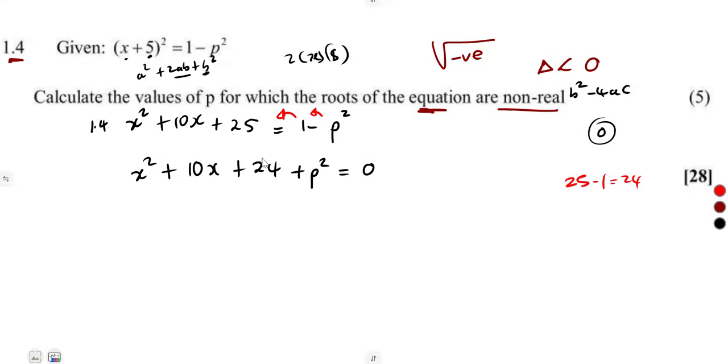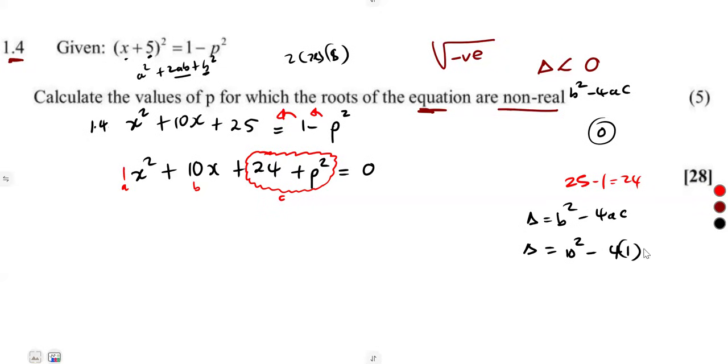So 24 plus p squared, this one, it is a constant. We do not have x there. So here, this is our a, the coefficient of x squared. Our b is 10, and our c is 24 plus p squared, the constant, where you do not have x at all. So we need your delta. So that's our delta, which is equal to b squared minus 4ac, is going to be equal to 10 squared minus 4 times a, our a is 1, times c.